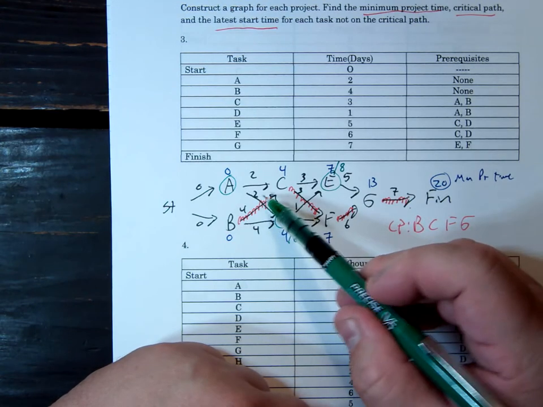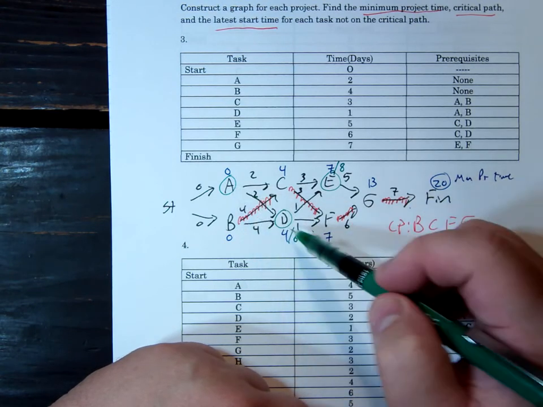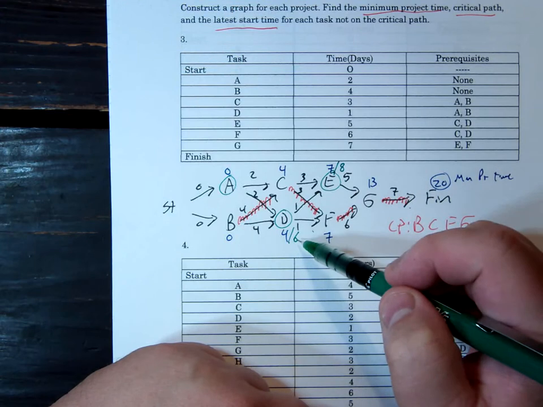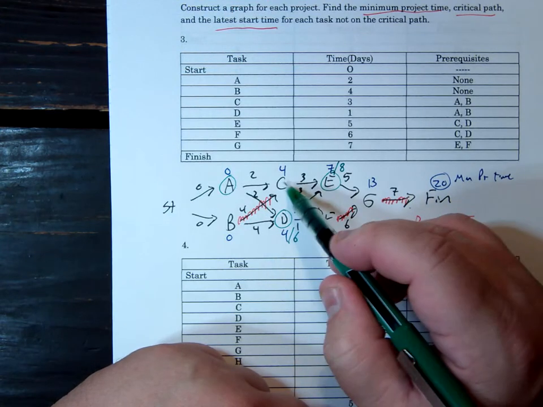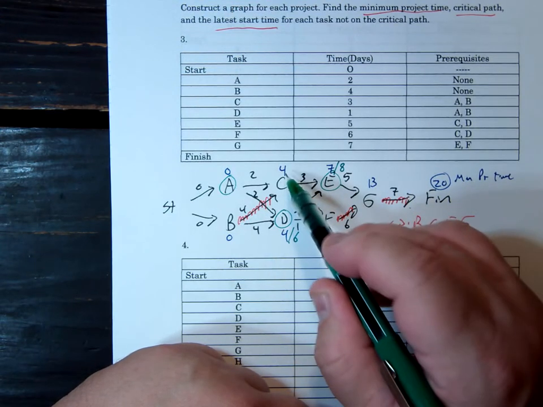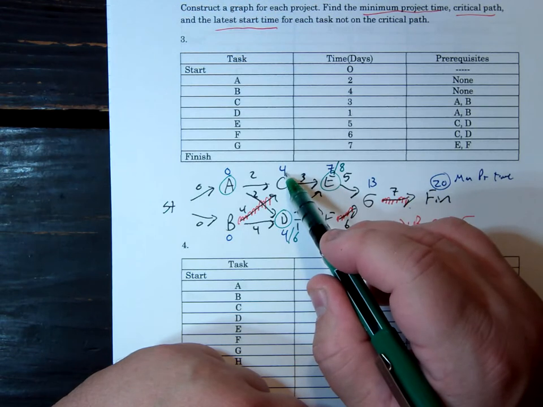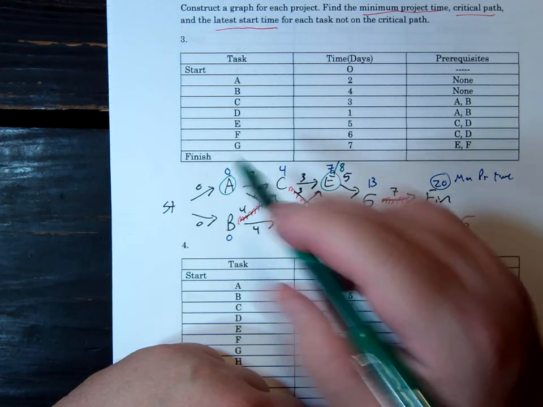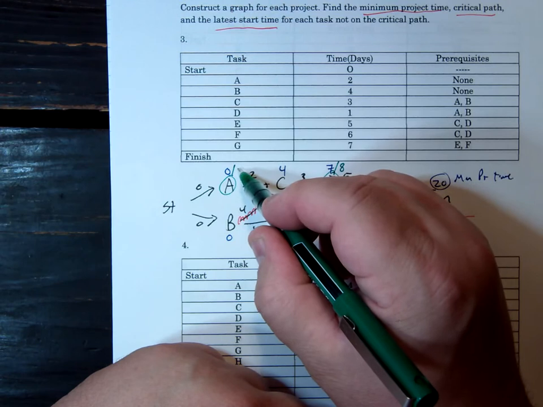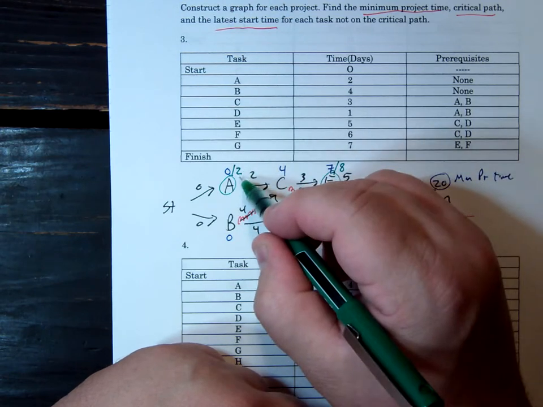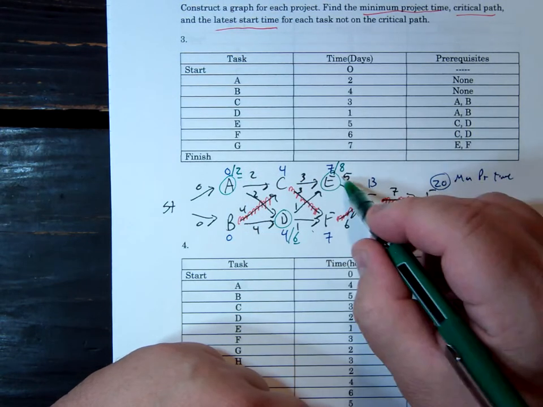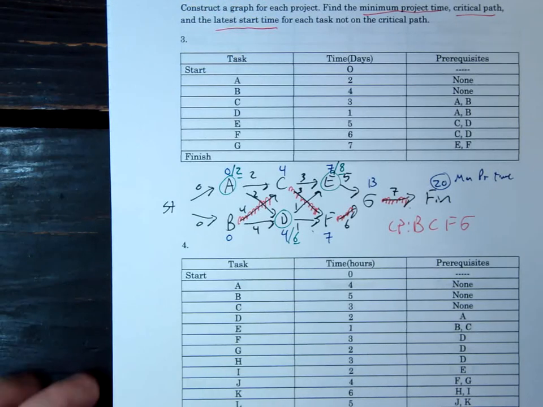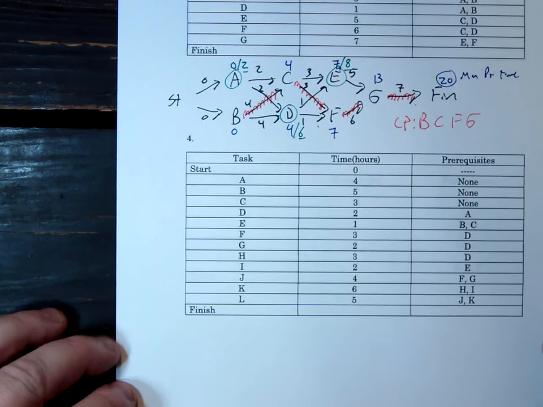A, same thing. A looks here and says, I don't have to have it to you until day 6, but I have to have it to C, who's on the critical path, by day 4. And that's the important one. So if it takes me 2 days, my latest start is 2. So all these green are the latest start time for those tasks.